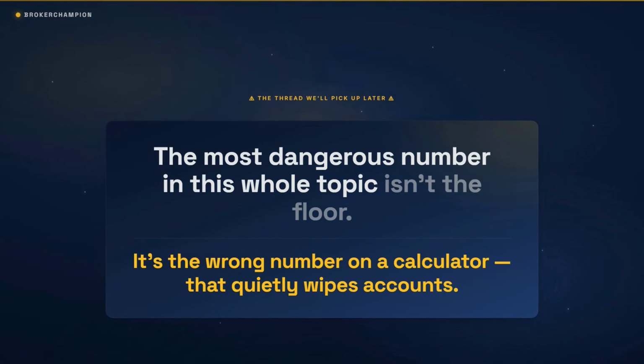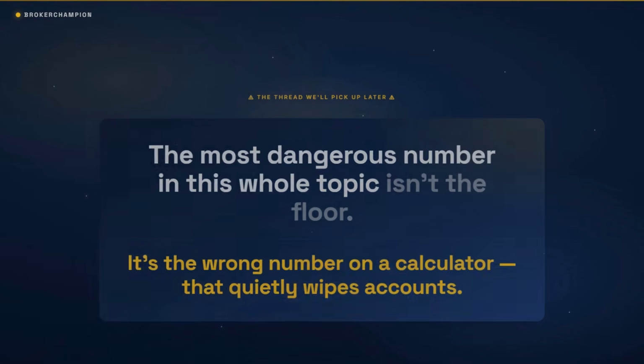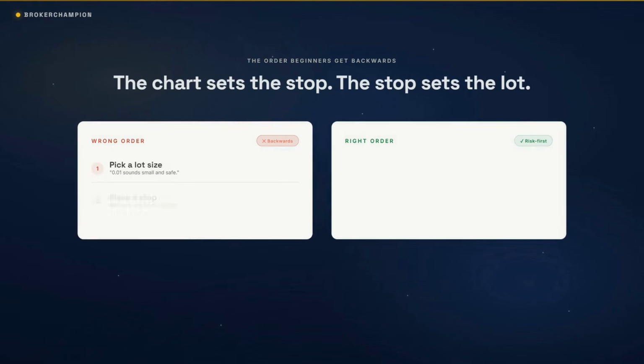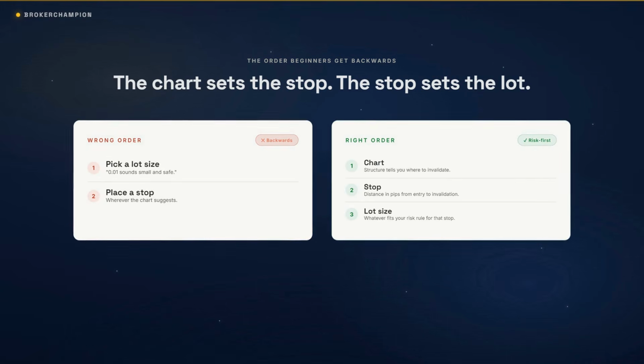The most dangerous number in this whole topic isn't the floor. It's the wrong number on a calculator that quietly wipes accounts. We'll get there. Now the part most beginners get backwards. They pick a lot size first, usually 0.01 because it sounds small and safe, and then they place a stop wherever the chart suggests. That's the wrong order.